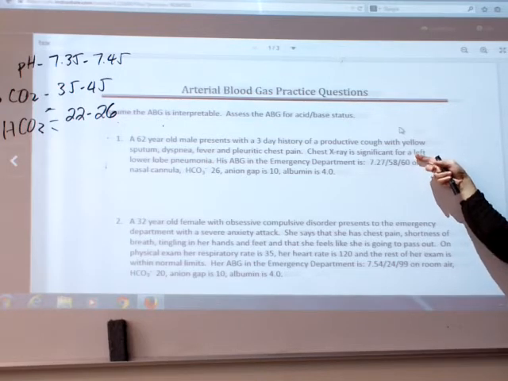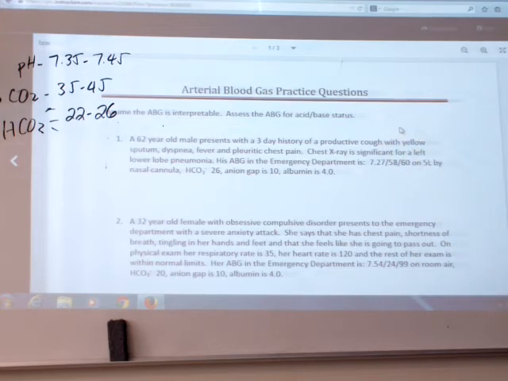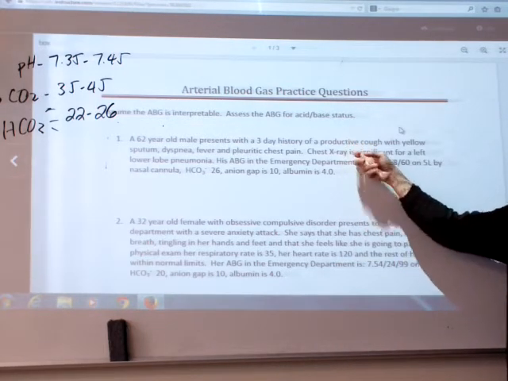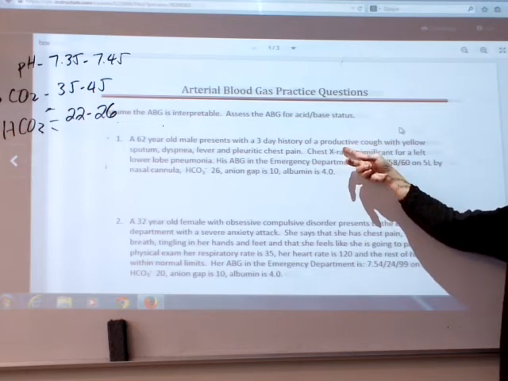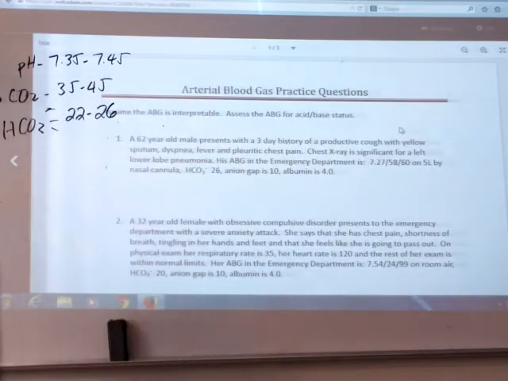Because she still has functioning kidneys, the bicarb is increased, trying to correct it. Okay, you got that? I think so. So if the pH was too high instead of too low, you'd say alkalosis. Metabolic alkalosis, respiratory compensating. Yes, respiratory compensating. But in this clinical situation, I already know it's respiratory, right? Let's look at the second problem right here.